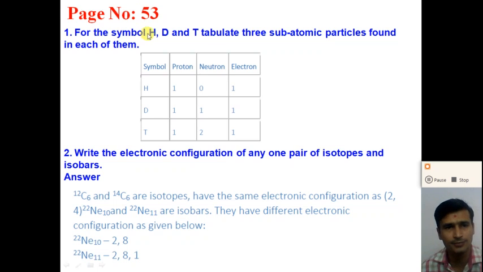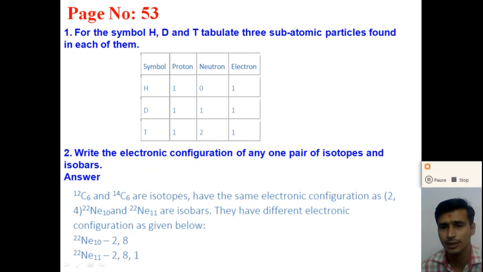So here H is hydrogen, or we can say protium, right? In protium, one proton is there and one electron is there. There is no neutron in protium, right? So one proton and one electron. In deuterium, one proton, one electron and one neutron are there, right? And in tritium, one proton, one electron and two neutrons are there.